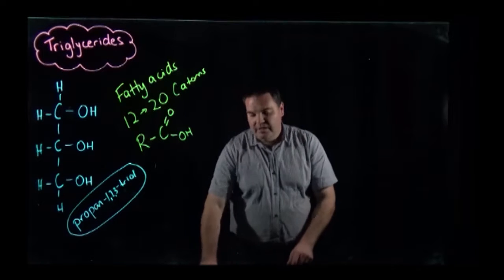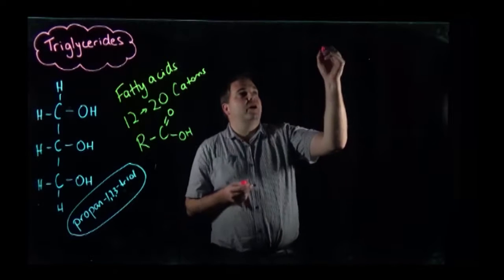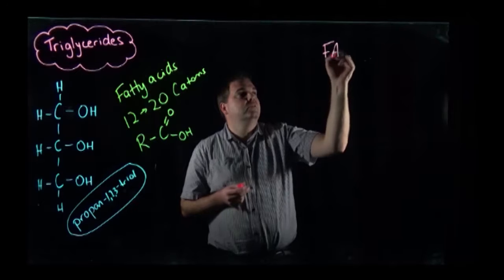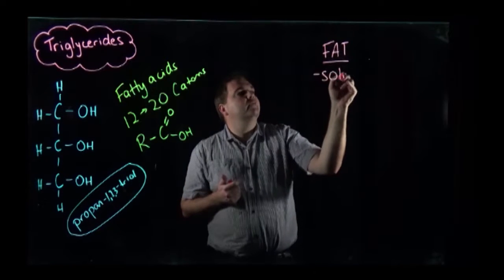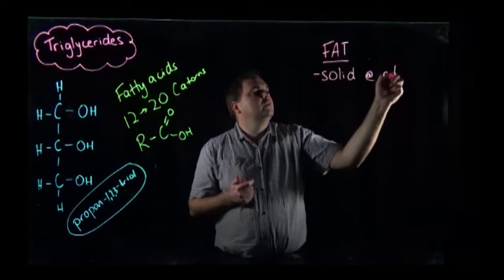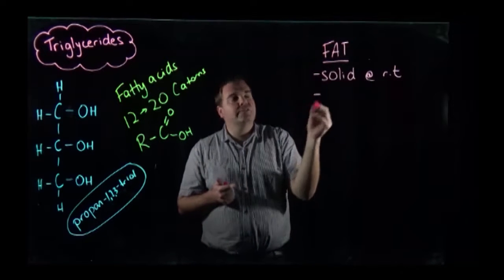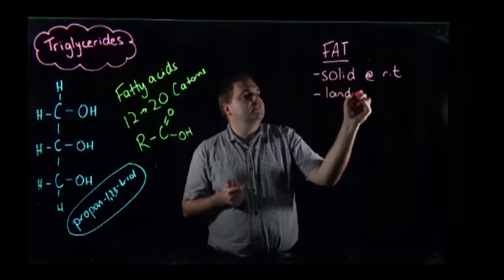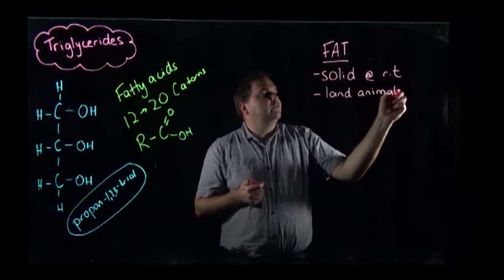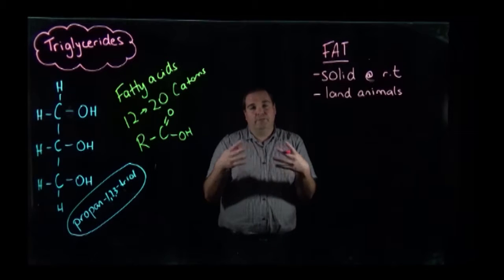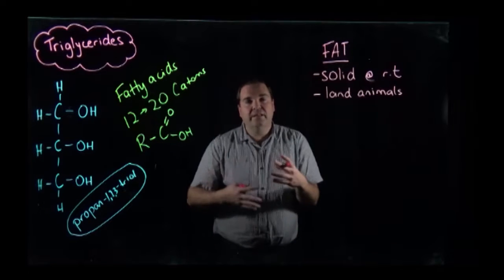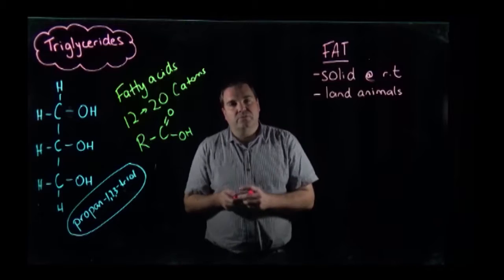Over here I'm going to go through firstly what a fat is. A fat is a solid at room temperature, and they're commonly found in land animals. So they come from land animals. If you think of things like pigs, which have got lots of nice fat on them, which becomes that most amazing of all foods, crackling. So land animals are our common source of fat.